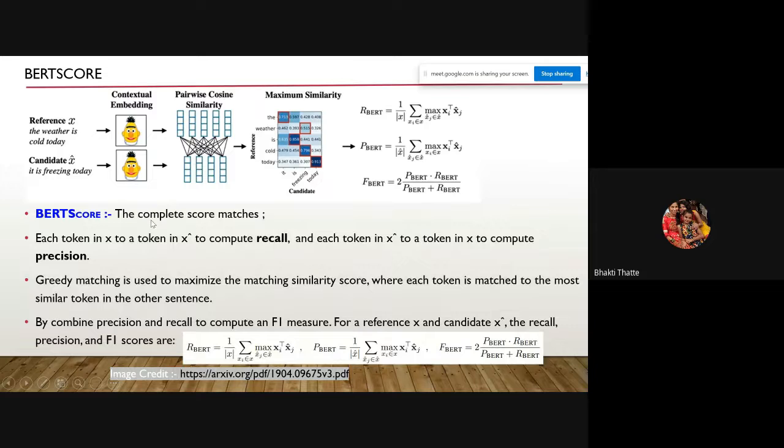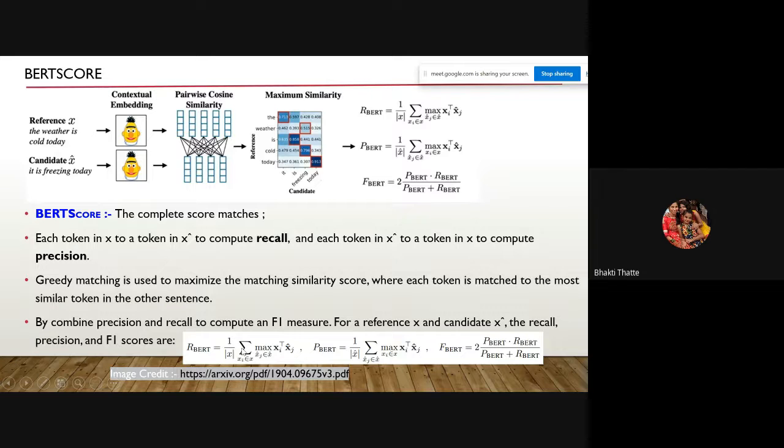Then BERT score: the token in X to the token in X cap gives us the recall, whereas the token in X cap to the token in X gives us the precision. This uses greedy matching to maximize the matching similarity score. To get the maximum similarity score, the greedy matching technique has been used. Greedy matching means each token is matched to the most similar token in the other sentence. Then it does the precision and recall computation and gives the harmonic mean, F1.